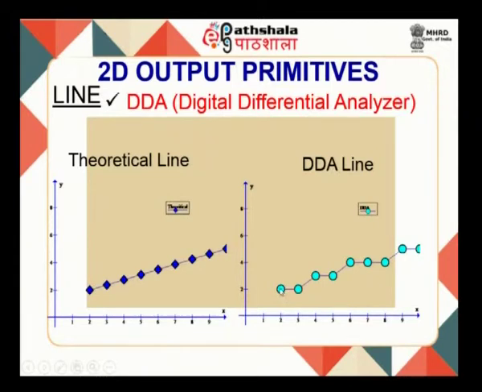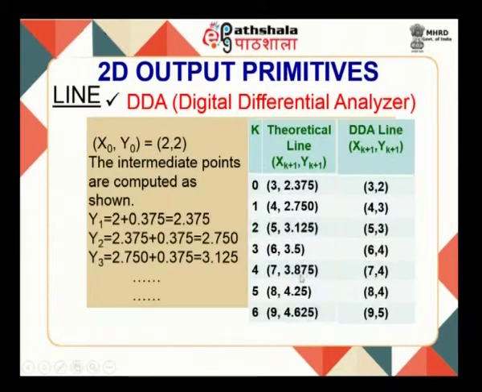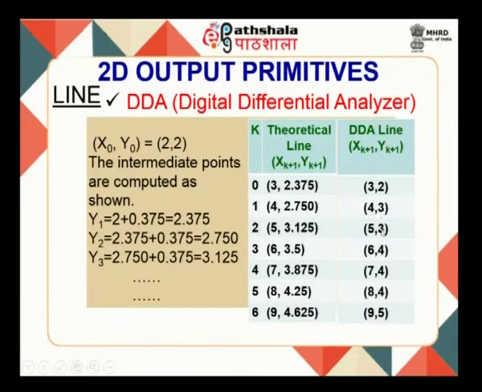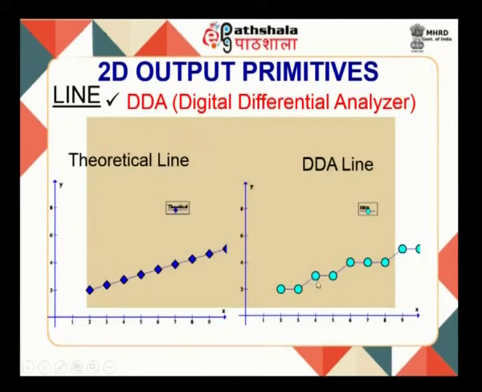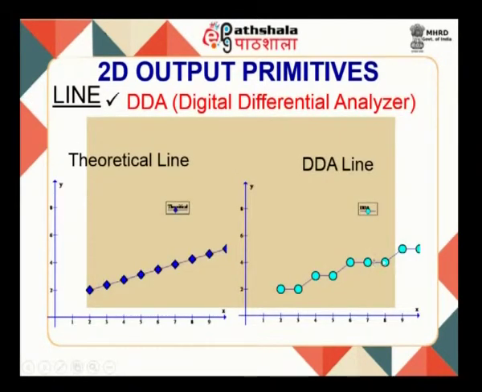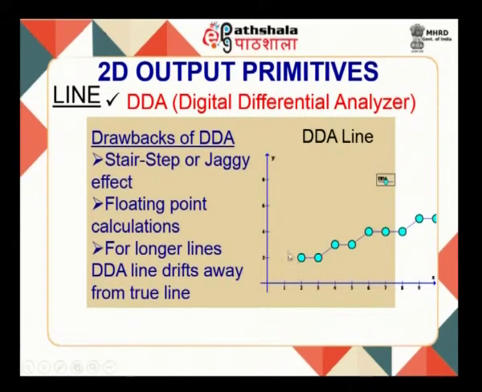See, 2 comma 2 is the first point and 3 comma 2 is the next point. Then 4 comma 3, 5 comma 3 are the next 2 points. Then 6 comma 4, 7 comma 4, 8 comma 4, 3 consecutive points which are on a straight line. So this shape is actually called a stair step or jaggy effect.